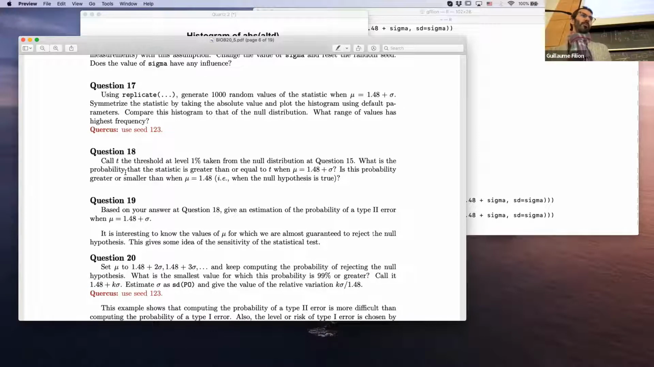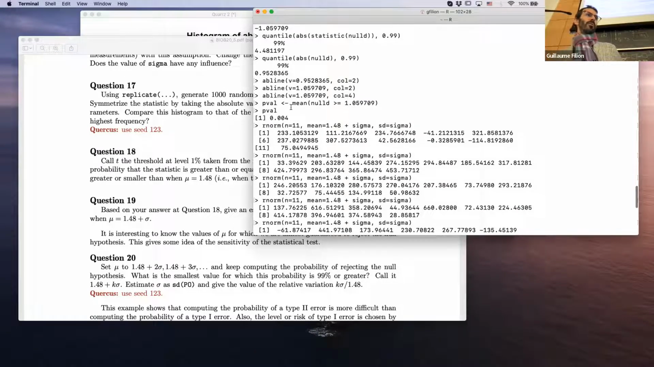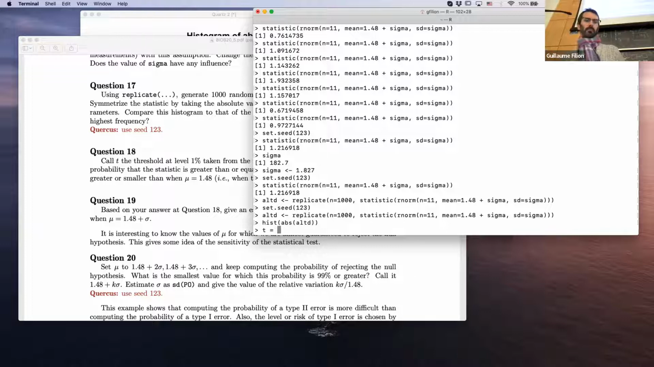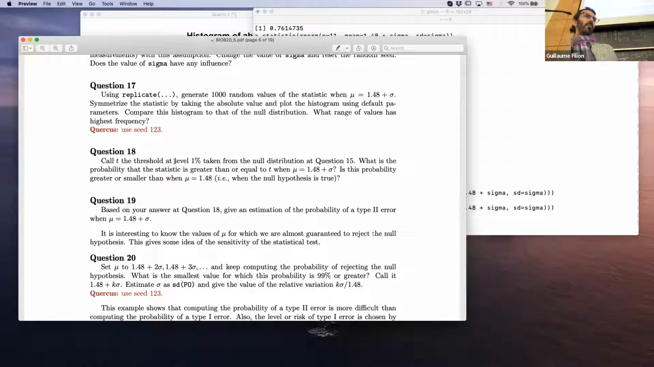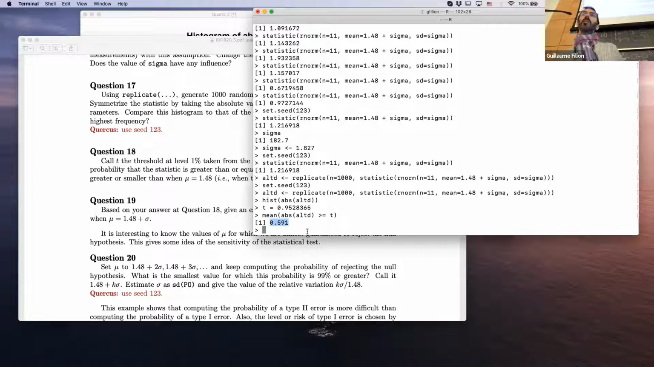Call T the threshold at level 1%, taken from the null distribution at question 15. So that's the value that was 0.95 above here. That's T here. So call T the threshold at level 1%, taken from the null distribution in question 15. What is the probability that the statistic is greater than or equal to T when the null hypothesis is false in that way? Is this probability greater or smaller than when mu equals 1.48? So the probability that the score in the alternative distribution is greater than or equal to T is 0.591. That's the answer to the question.